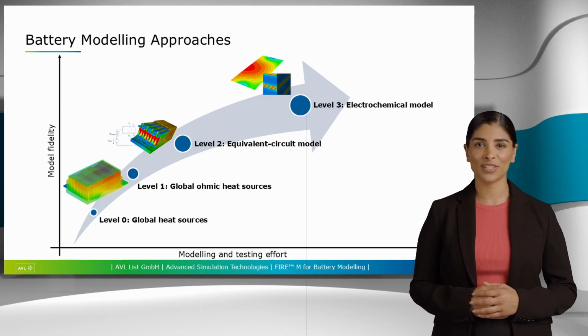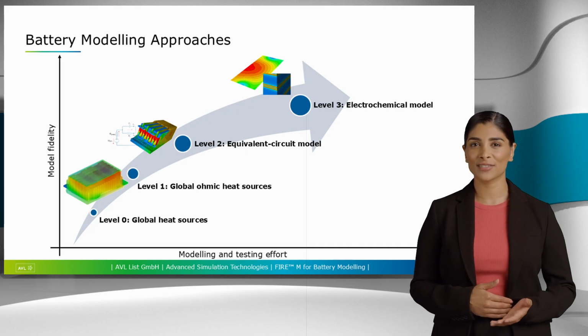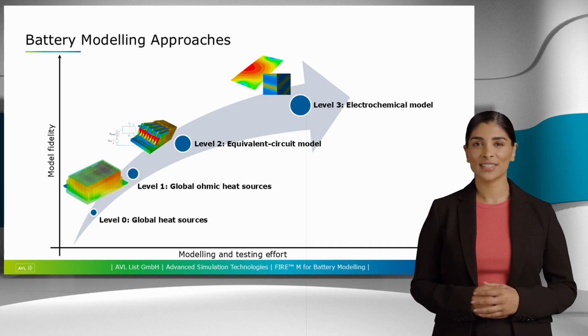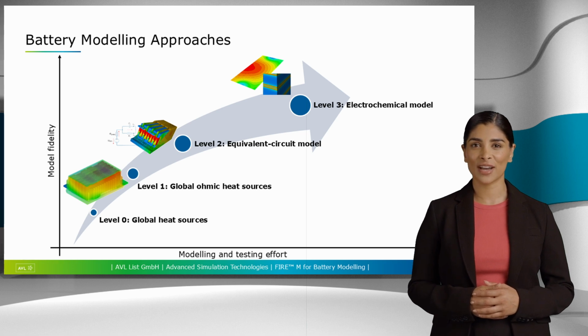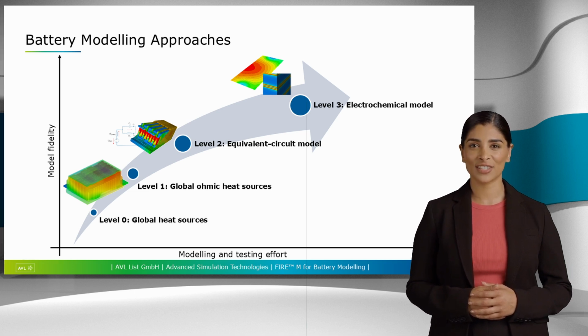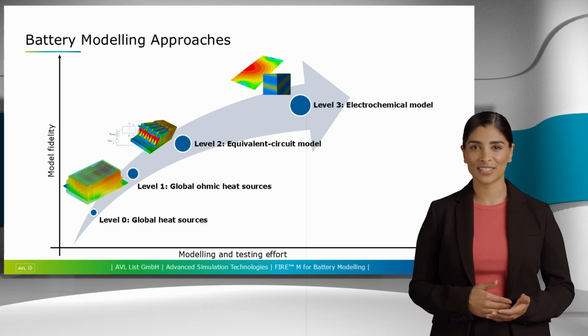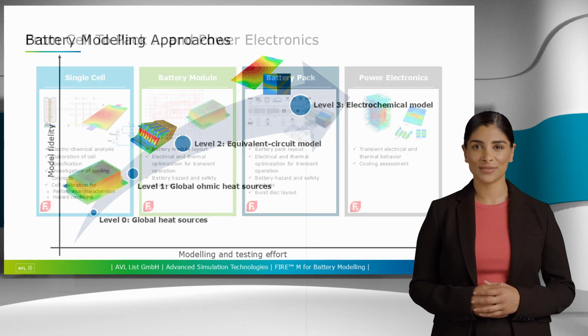Equivalent circuit models are available to model the transient behavior of the battery cell. These models are often used in other software applications, like the battery management system. The most in-depth approach offers to fully model the electrochemical processes in the battery. With this, also degradation and aging can be investigated.